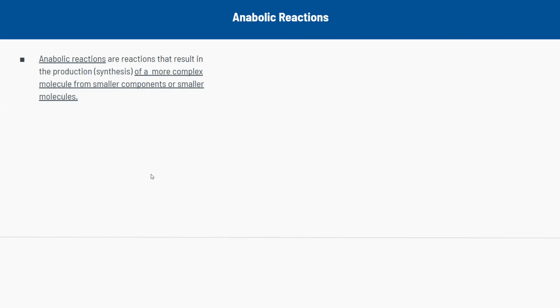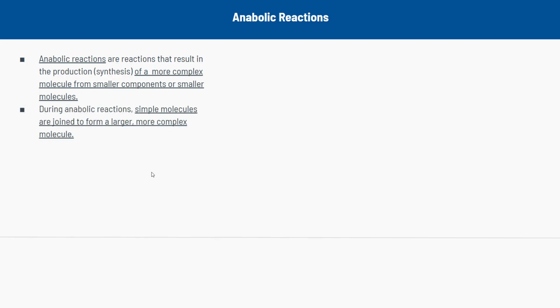So let's get into the anabolic reactions. Anabolic reactions are reactions that result in the production, synthesis of a more complex molecule from smaller components or smaller molecules. So an example of this would be photosynthesis, where we start off with carbon dioxide and water, and with the help of sunlight or some type of photon light source yields a larger complex molecule like glucose.